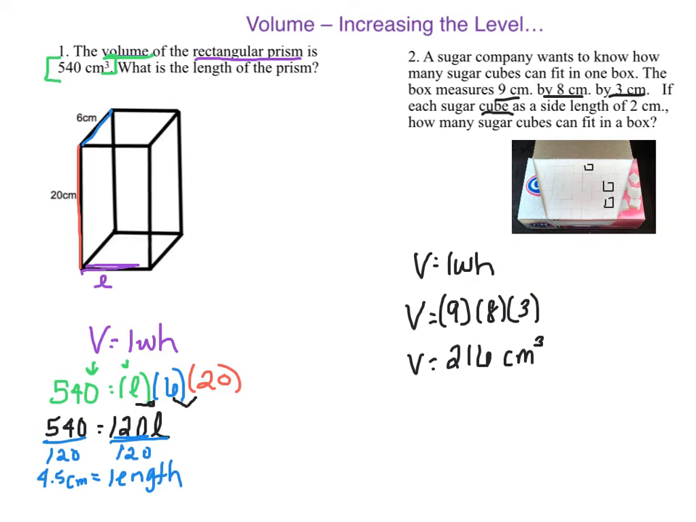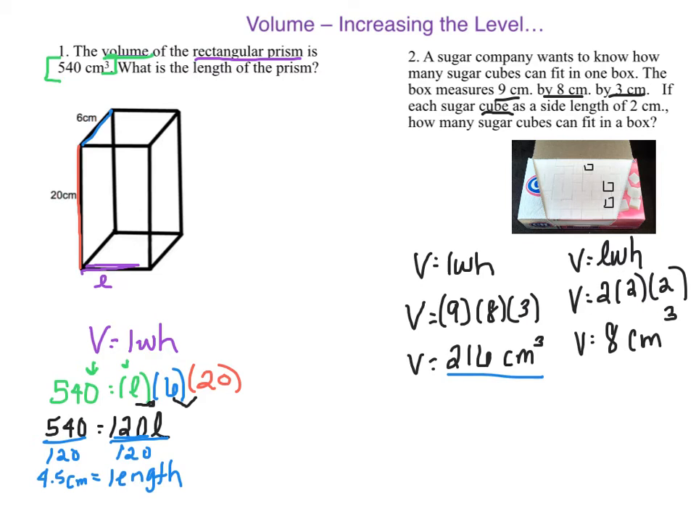If I have a cube, I know my volume formula is length times width times height. I also know that if the side length is 2, since it's a cube, the width is 2 and the height is 2. So 2 times 2 times 2 is 8 cubic centimeters. So my box can fit 216 cubic centimeters.